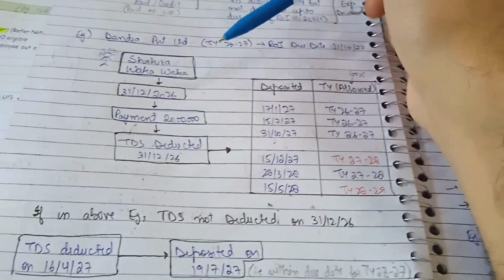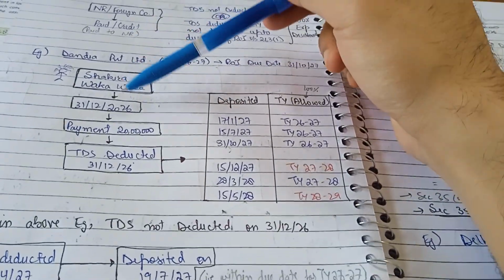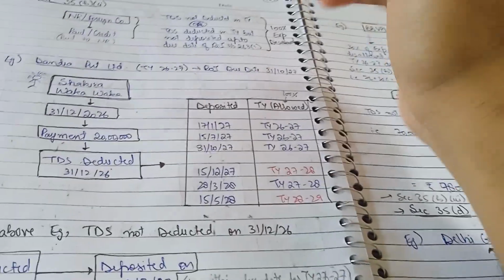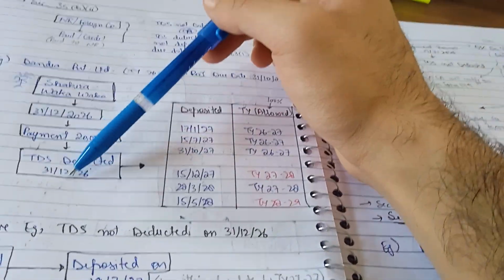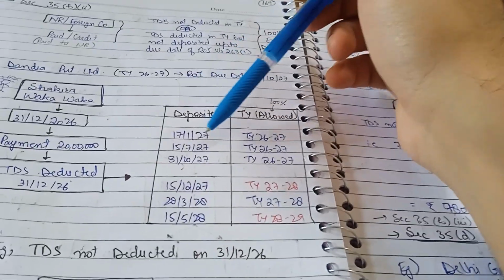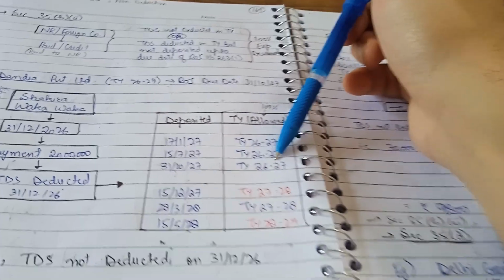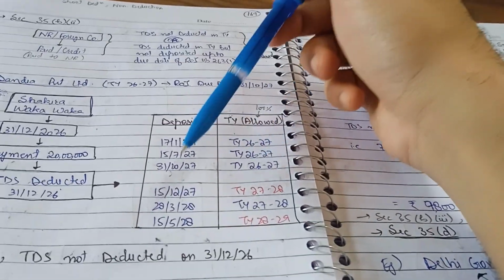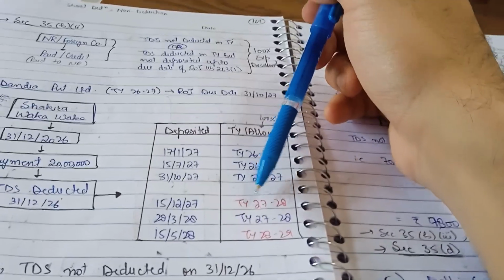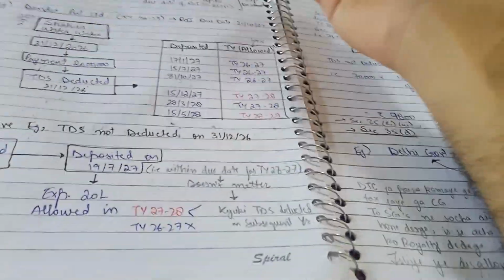Like in this example, Dandia Private Limited hired Shakira for some performance on 31st December 2026 and made a payment of 20 lakh. They deducted the TDS on the date of payment, but they deposited the same later. If they deposit the same within the due date of return of income, then it will be allowed in tax year 26-27. If they deposit the same after the due date of ITR, then it will be allowed in the tax year in which they deposit the same. Like in this example, it's tax year 27-28.